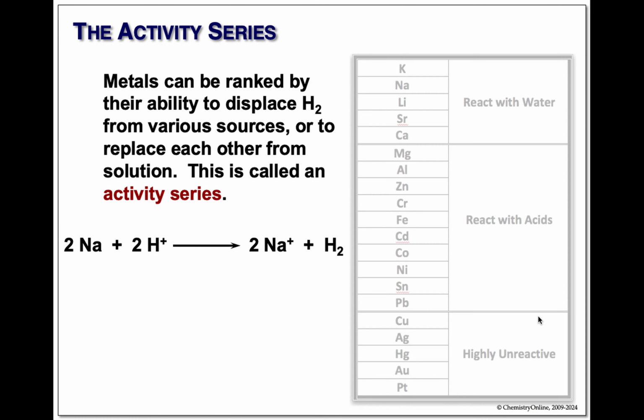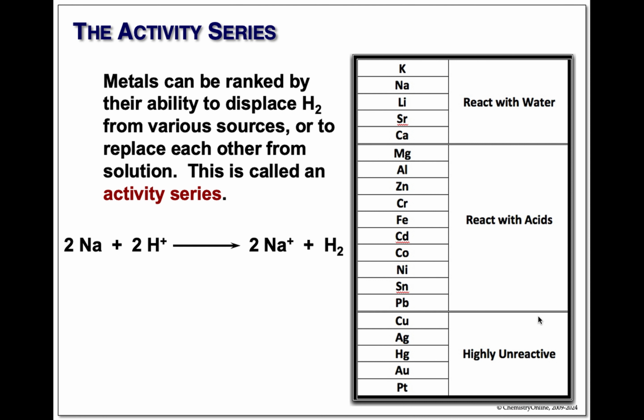Okay, let's do our last topic for the lecture, and that's the activity series. This is the activity series. It's a bunch of metal ions, and it's arranged according to reactivity. These guys react with water right away. These react with acids, and these are very unreactive. Hydrogen fits in the table right here.